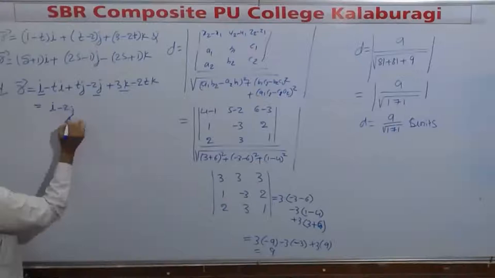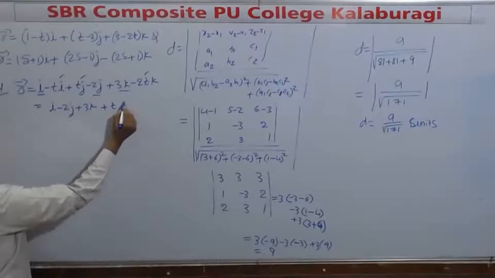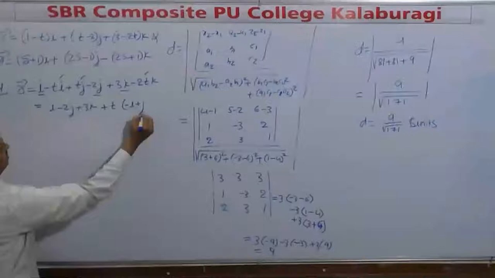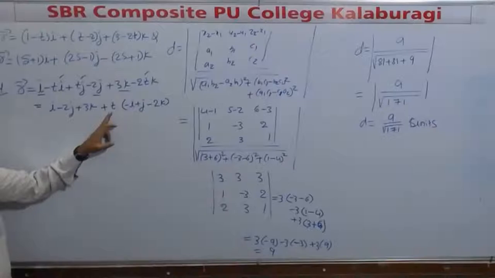See here also t is there, here also t, here also t. Therefore you take t common: plus t into minus i plus j minus 2k. Now you get the form of a plus lambda b. In place of lambda, here you have t. This is the standard form. t is a scalar number. So this is number 1.